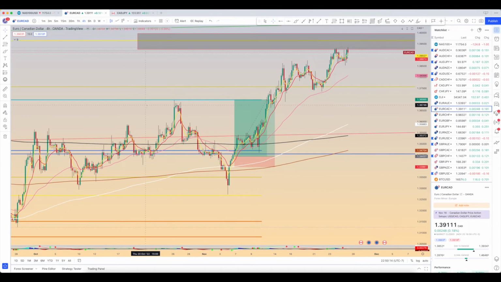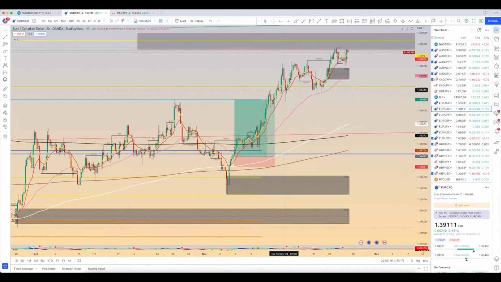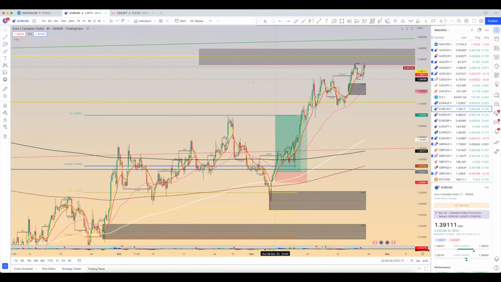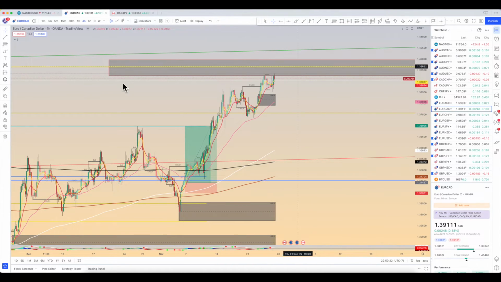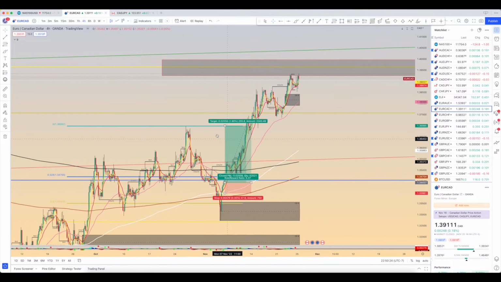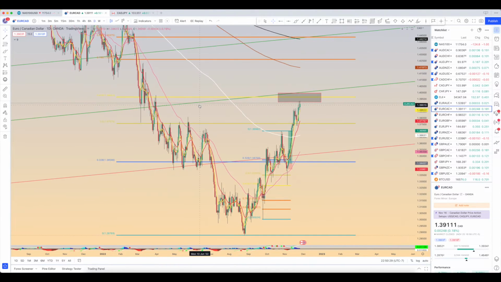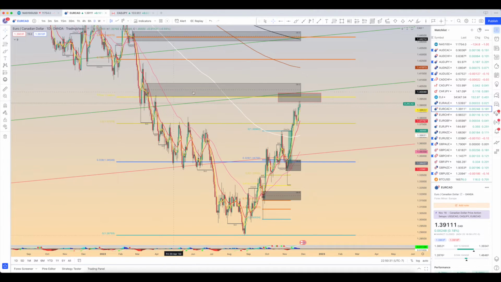Euro CAD. Move started, move kind of hit TP. Now it's entering my zone. This is what I was waiting for, right? You saw that I drew this up a long time ago. All right, so let's switch it to the daily. And this is what I see. This is the reason why I see it coming up here. So the daily order block here, kind of off of 618. So very nice potential trade idea.